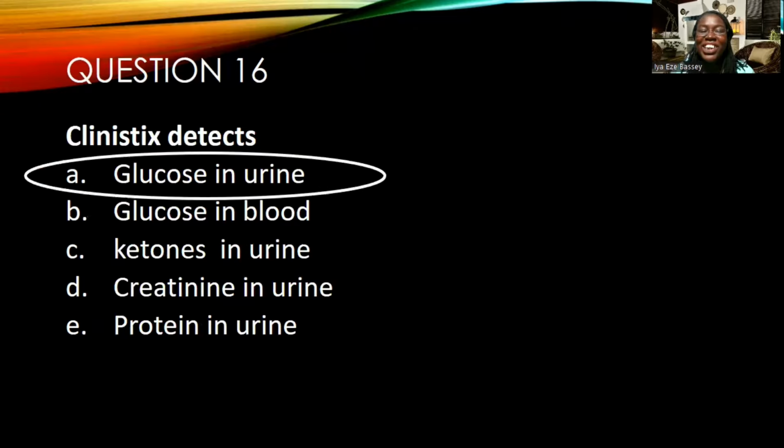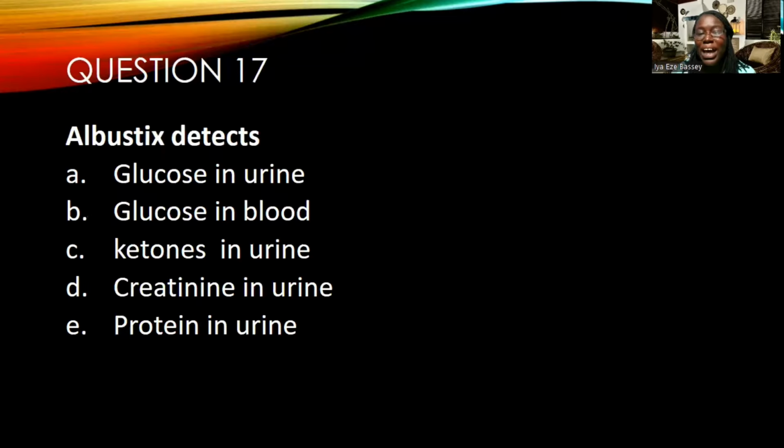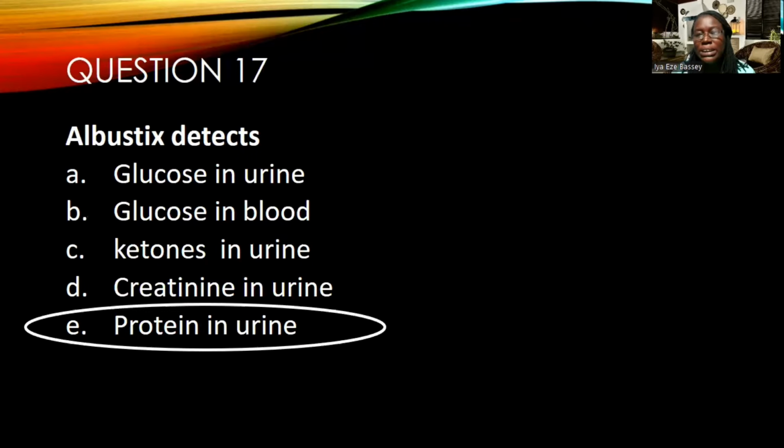So the answer is glucose in urine. Clinic 6 tests for glucose in urine. Whatever you want to forget, don't forget this. Albu sticks, on the other hand, tests for protein in urine. So Clinic sticks, glucose in urine. Albu sticks, protein in urine. Keto sticks, ketones in urine. Creatinine, you need to use the JAPES method to do creatinine in urine. Usually you don't use it for urinalysis. You have to do a more special test for creatinine.